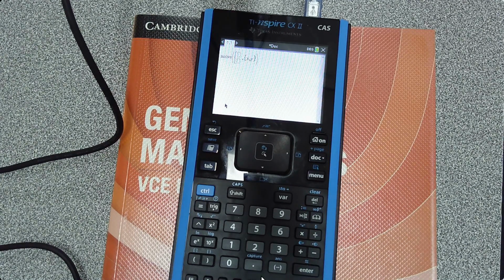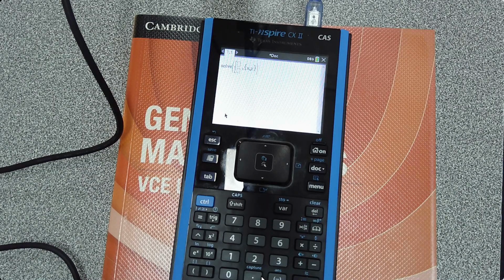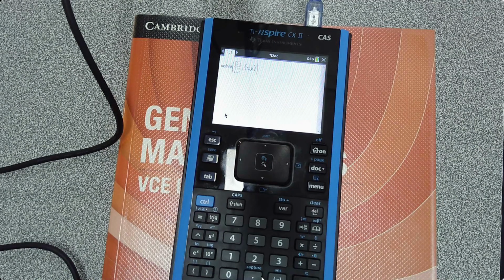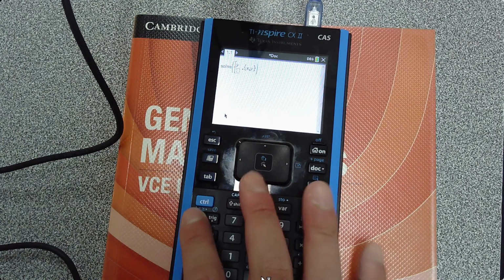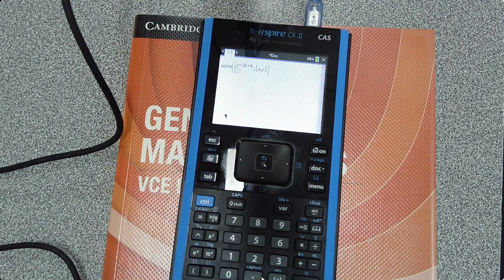You have this thing that says solve, and then you have 2 boxes. That's where your equations are going to go, followed by x and y in these special curly brackets. So what we need to do now is type the 2 equations into those boxes. The first equation was y equals 2x plus 4, so literally type that in. Do you use the letters down the bottom? Yep. Y equals 2x plus 4. That was the first one.